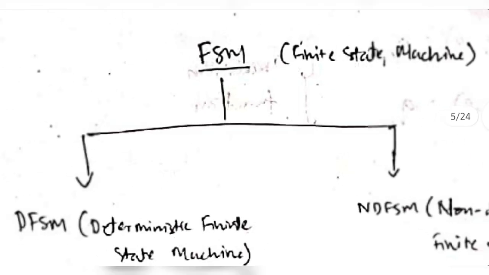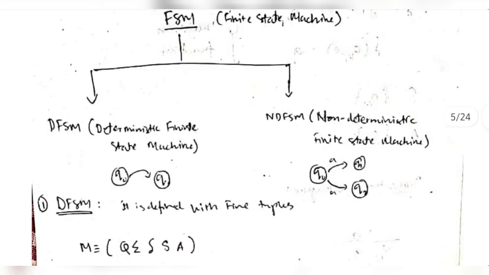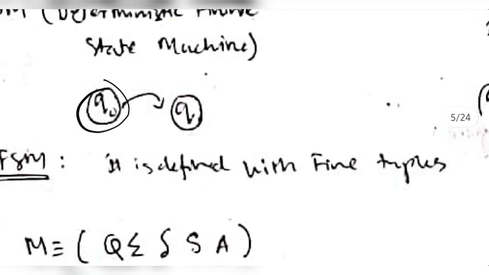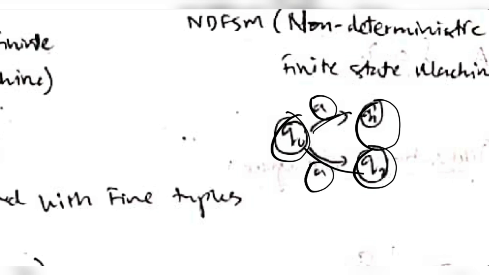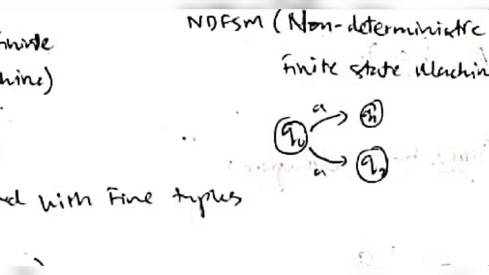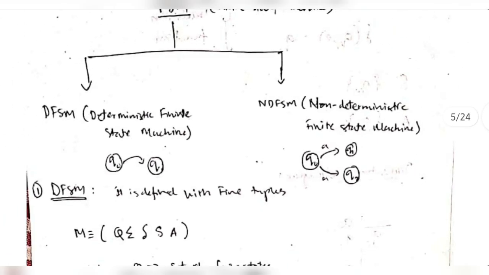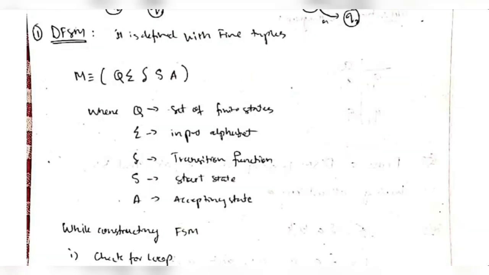So, we have two types, deterministic and non-deterministic. In deterministic, we will have the transition from one state to one state. In non-deterministic, we will have the transition from one state to two or more states. That is the only difference. For the same input, we will have the transition to two different states. So, first we will be discussing the questions under this topic, then this topic. So, let us get started with DFSM, deterministic finite state machine.